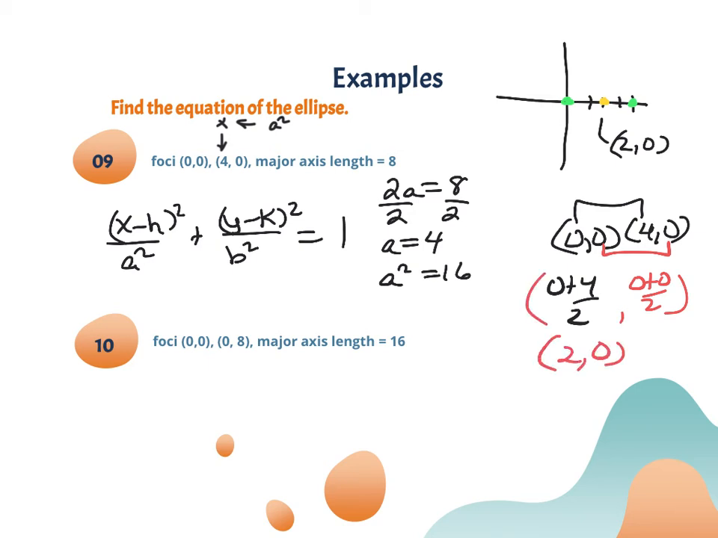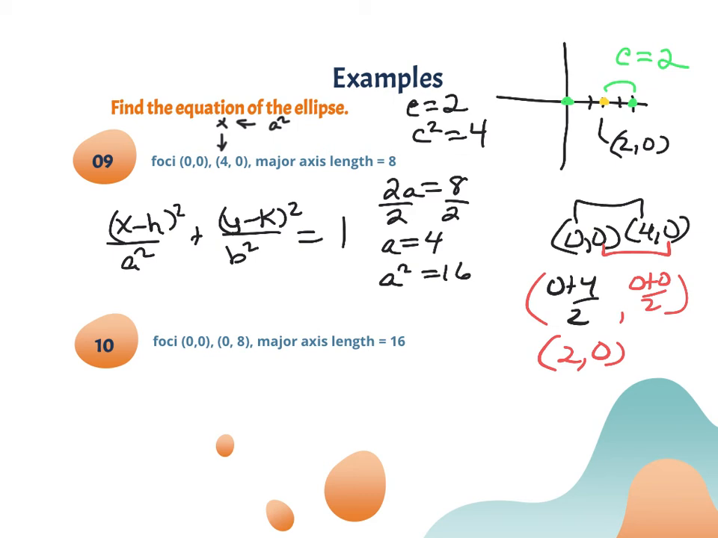4 divided by 2. All right, so now I can find my c value. Remember, the c value is how far away the green is from the yellow. And you can see that it is going to be 2 spaces away. So that tells me my c value. If I know that c equals 2, then c squared equals 4.